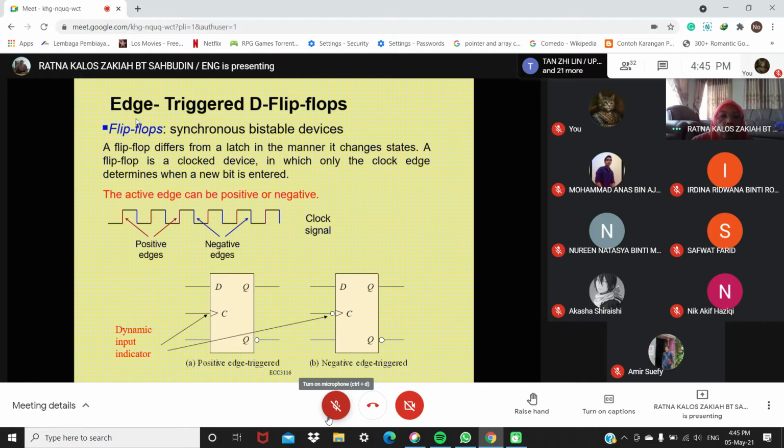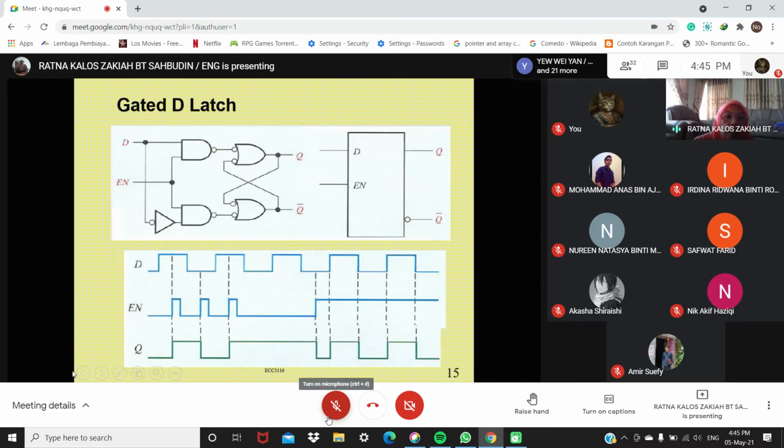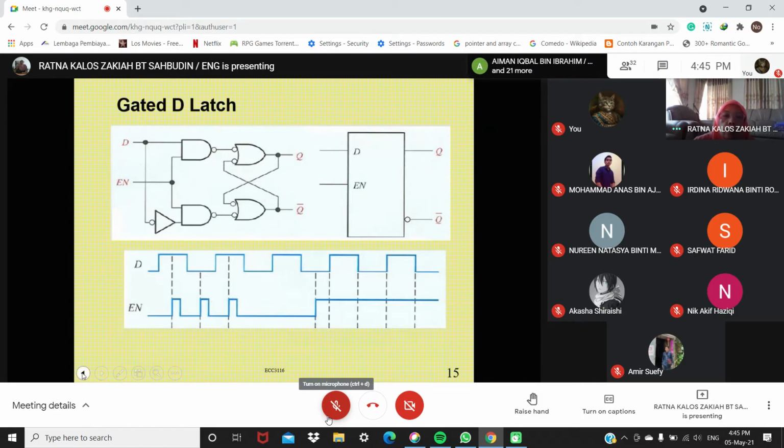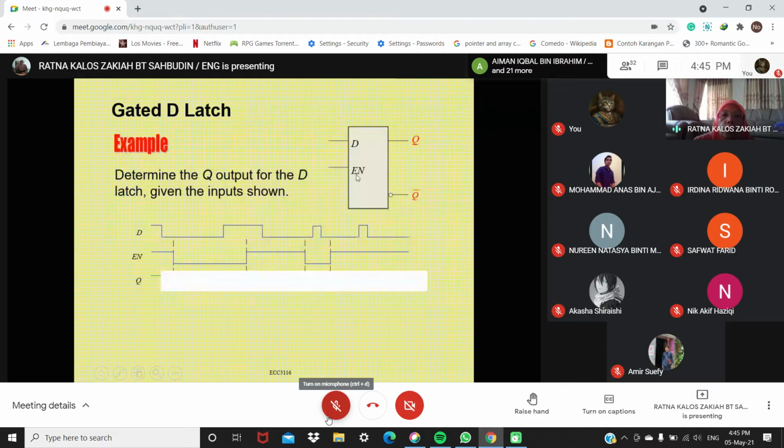So you look at here. Look at the symbol here. You have a symbol here. Previously you have enable, right? Only enable. So now you have a clock here. So look at the difference. See, this is the symbol for the D latch, gated D latch. You see, you have enable only like this. The symbol is just like this.